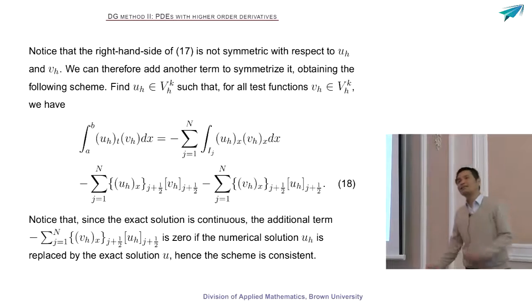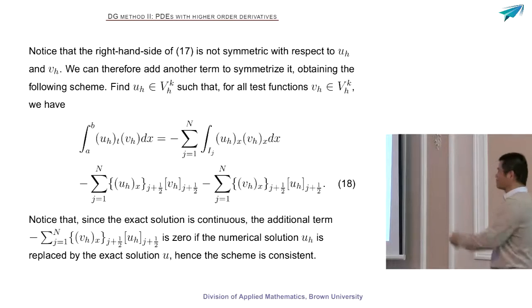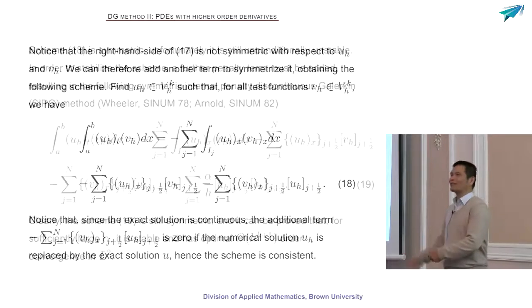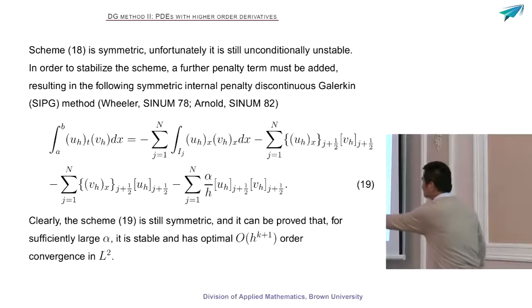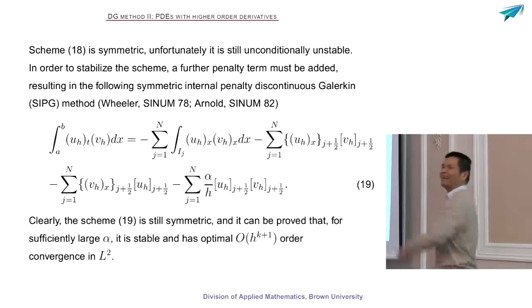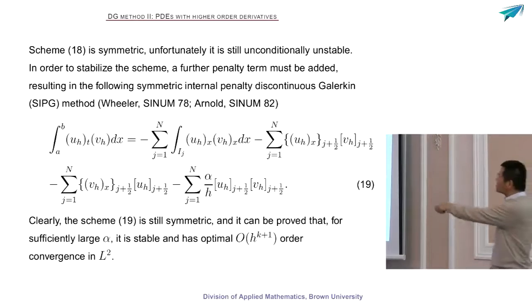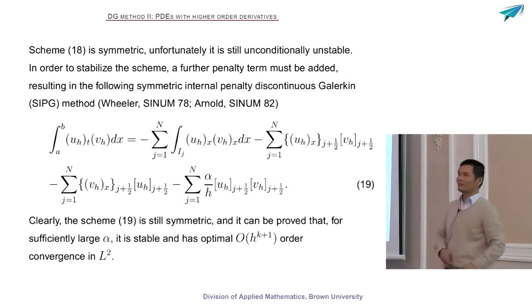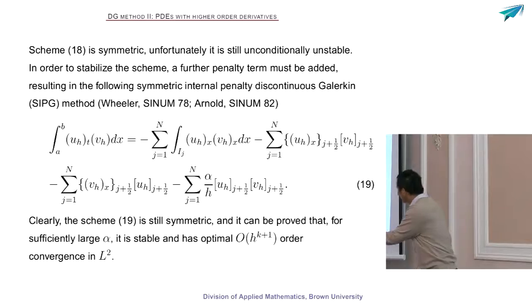Unfortunately, even now, the scheme is symmetric all right, but it is still unstable. So, bad luck, right? Still unstable, so what do you do? Well, add more, right? So this is how people do things. It's unstable. Add one more term. Okay, add this term. So I add one more term which is huge, humongous. It's alpha over h, and jump of u times jump of v.